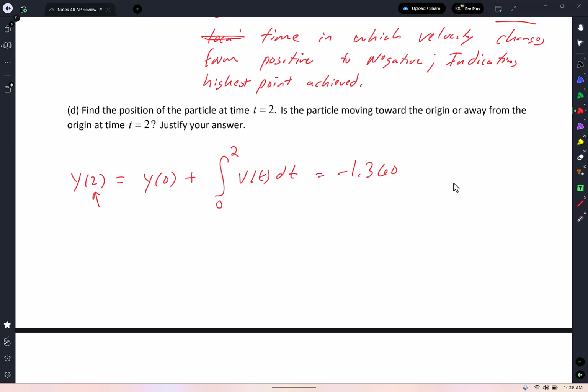Now they want to know, am I moving toward the origin or away from the origin? How do I know? I already have my position. I have to find my velocity. Look, you already know y of 2 is negative 1.360. You're below the origin. If my velocity is positive, I'm moving toward the origin. If velocity is negative, you're moving away from the origin.